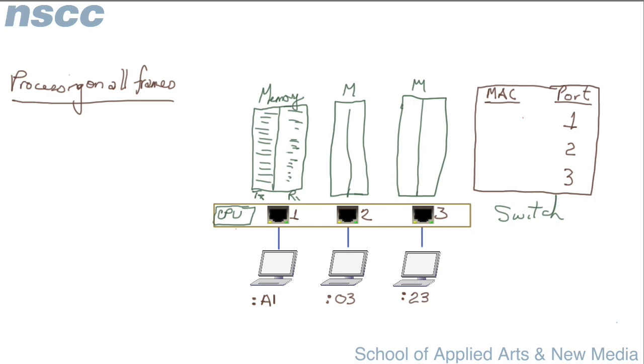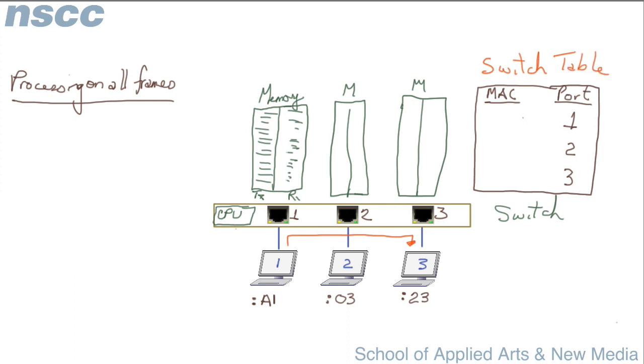Now let's suppose that PC1 here wants to send a frame to PC3. At the very beginning, when the switch is first turned on, all the buffers are empty. This big switch table is empty.